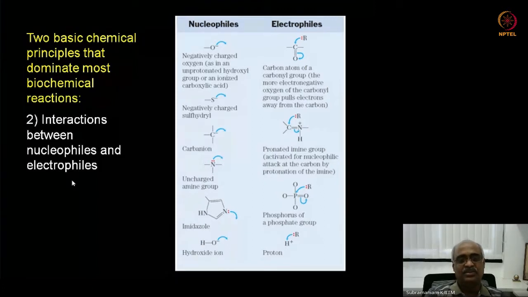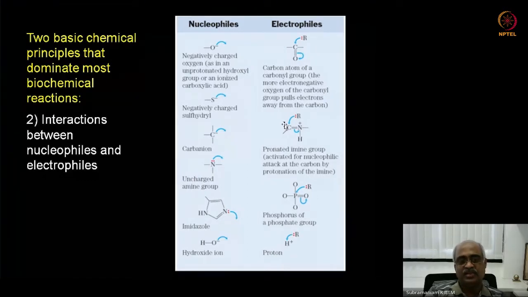Okay. So on the right, I list some examples of nucleophiles and electrophiles. You have a hydroxyl group having lost the proton, so that is a nucleophile. Same with the thiol group. Instead of oxygen, here you have a sulfhydryl group having lost the proton. Carbanion, we just saw how a carbanion can form. Then uncharged amine groups, the imidazole group, which is there in the side chain of histidine, and hydroxide ions.